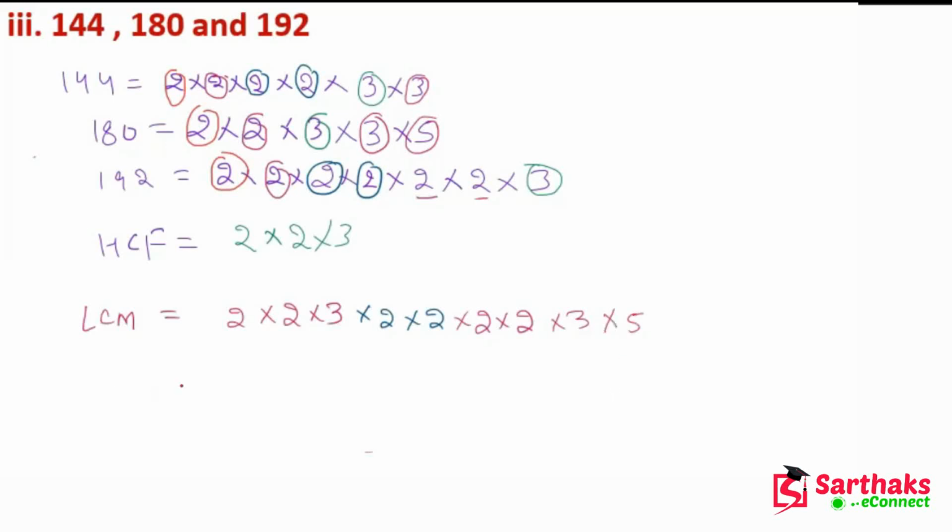So my dear friends, this will become 2 raised to power 6, 1 2 3 4 5 6. Okay, and 3 raised to power 2, 1 and 2. Okay, and 5 raised to power 1. Okay, so this is the LCM, which is equal to 2880. Okay, my dear friends, I hope you get this point. So now let's move on.